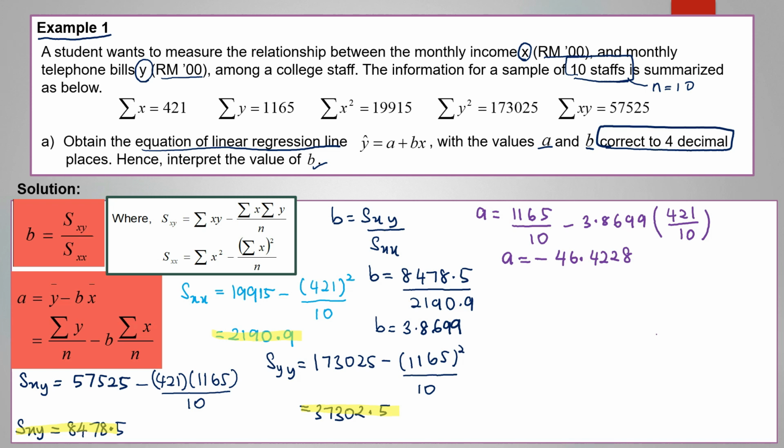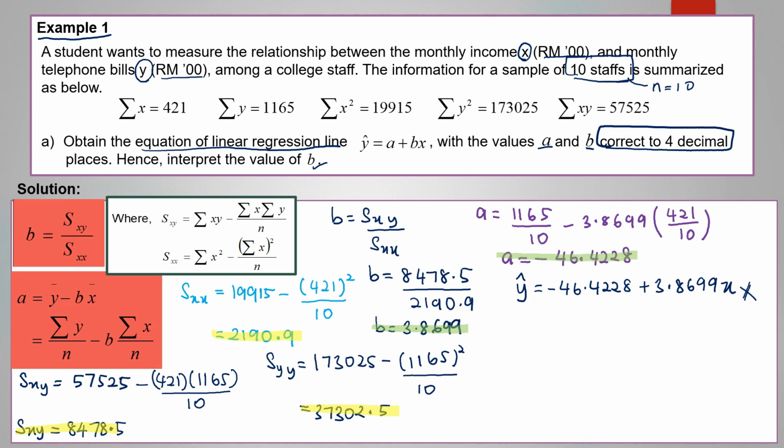So now we already know the value of b and a. Let's put them into our linear regression line. So it would be y hat equals negative 46.4228 plus 3.8699x. So this is our linear regression line. Instead of y, you need to write y hat.